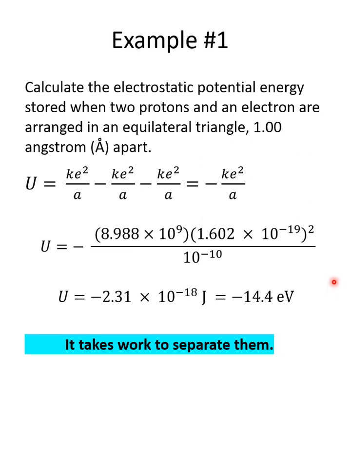Negative potential energy, which means there's no potential energy stored there. In fact, it's negative, meaning it didn't take any work to bring them together. You put two protons and an electron in this configuration, they will naturally come into that configuration. It actually takes work to separate them.